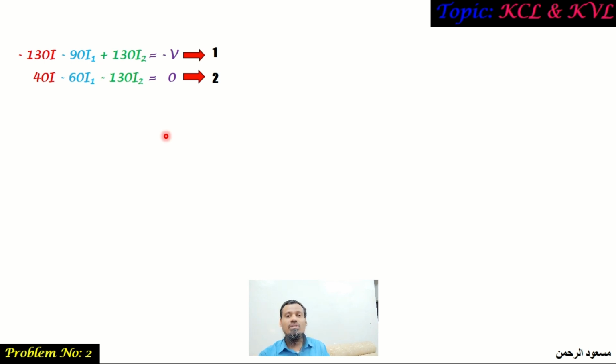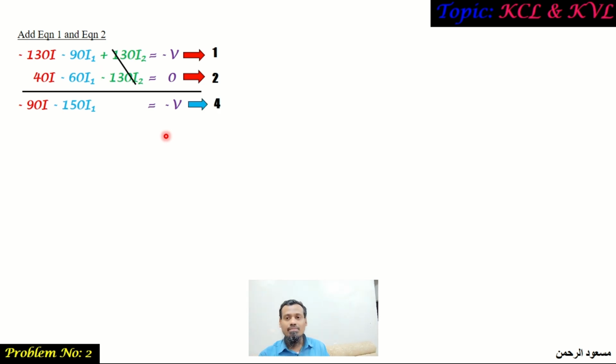Let us try to cancel out the I2 term. For that, add these 2 equations, number 1 and 2. So when you add, the positive 130 and negative 130 will cancel out, and we end up with minus 90I minus 150I1 is equal to minus V. So this, let us consider to be equation number 4.